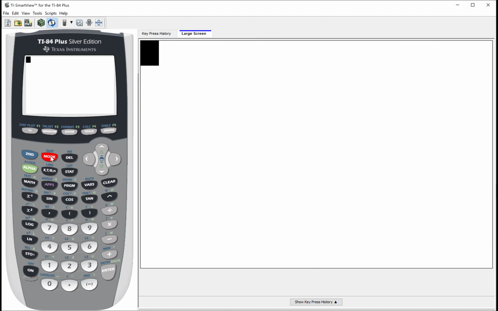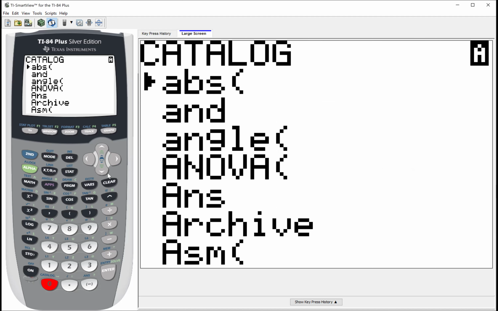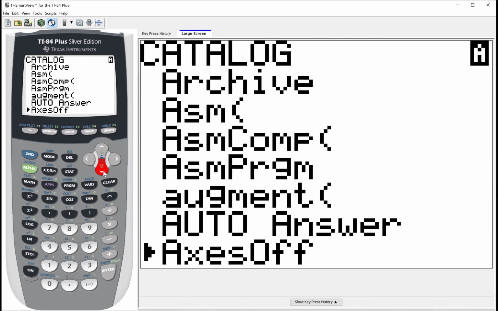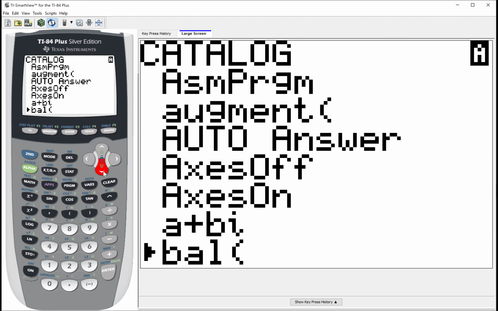What I'm going to have everybody do right now is go into the catalog. It's the 0 above the 0 button, you see in blue, catalog. So we're going to press second and then the 0 key. And this is alphabetical order. So I want everybody to find diagnostic on. You only have to do this once. Once you do this, you never have to do it again for the entire semester.